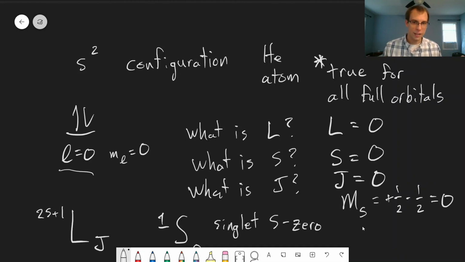So this one's not that exciting. But what happens if we excite one of these s electrons to an excited s state? We'll look at that in the next video.